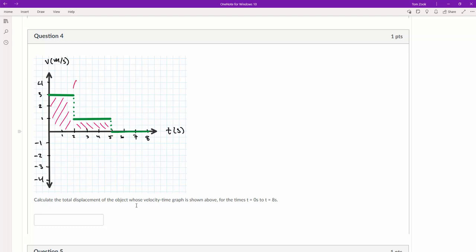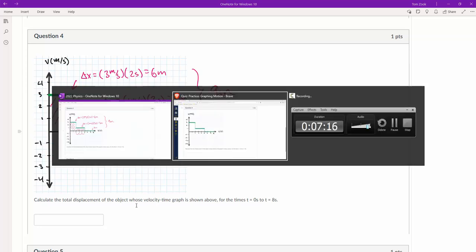But for that first area, our delta x would be equal to velocity 3 multiplied by a time of 2 seconds, or 6 meters. And for our second displacement, it looks like we got a velocity of 1 meter per second, and that's going from 2 to 1, 2, 3, so 3 seconds of time, or 3 meters. And then at the end there's going to be no displacement because it's got a 0 velocity. Add them up, should get 9. 9 meters total displacement. Let's type that in.